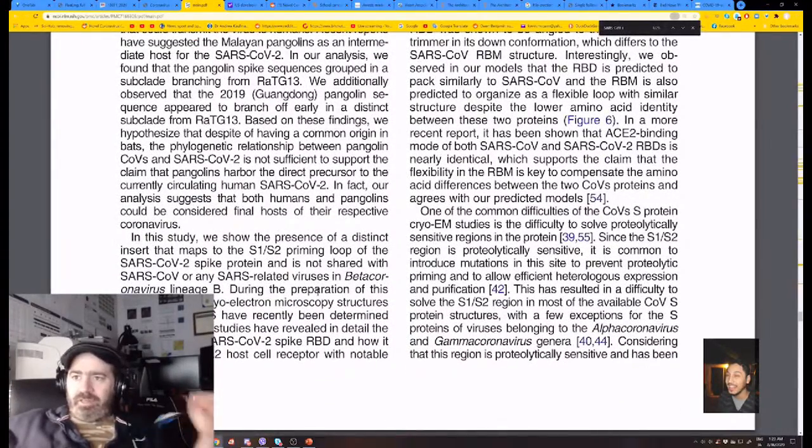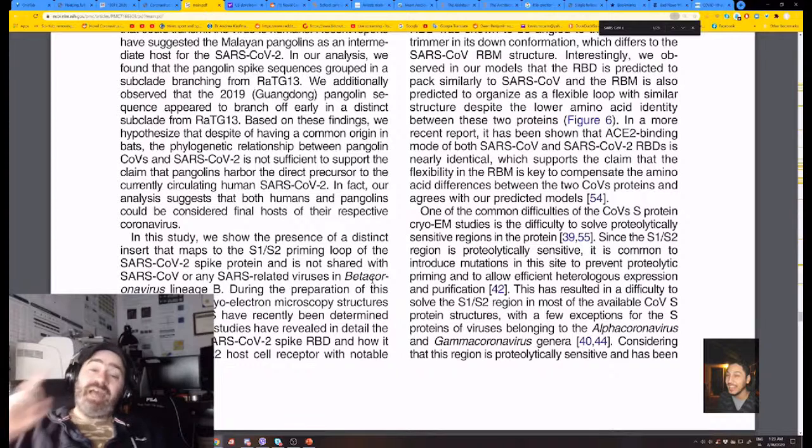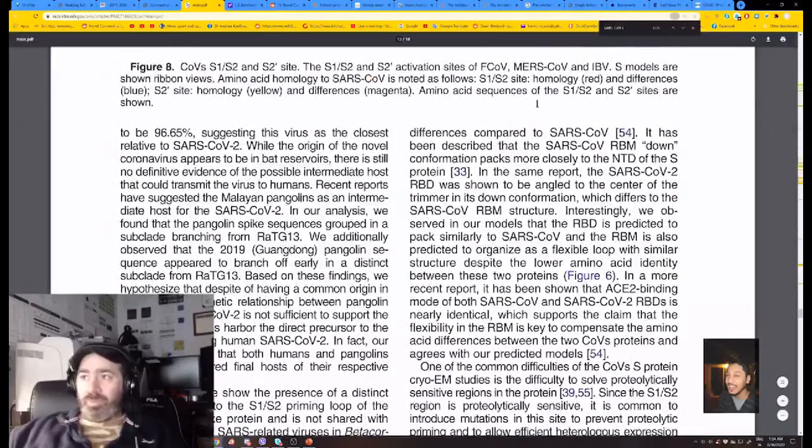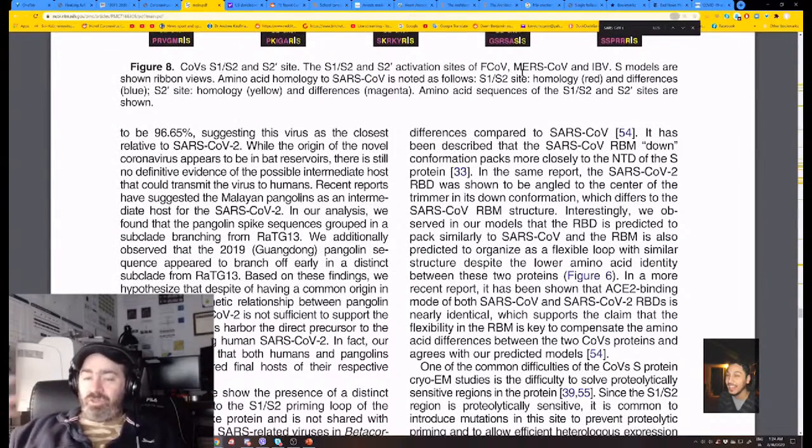Sorry, that's busted. In this study, we show the presence of a distinct insert that maps to the S1/S2 priming loop. We know that, and it is not shared with SARS-CoV or any other SARS viruses or coronavirus lineage. Yeah, so that thing alone, because it's so unusual with respect to its immediate phylogenetic tree, should be enough to make people say, whoa, what's going on? Now we've got that plus the PRRA insert, which binds the cholinergic system. That means you've got two gain of function elements very, very close to each other, and each can attack critical components of the body.